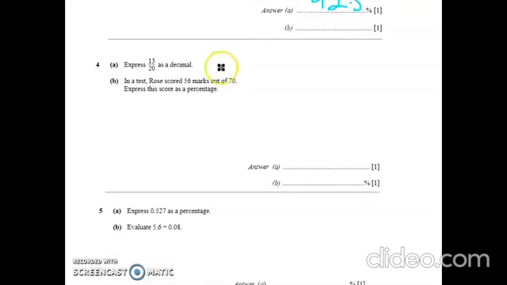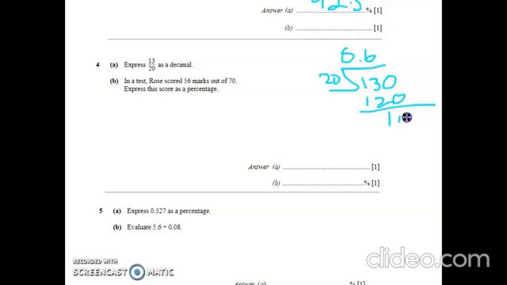Alright, question number 4. Express 13 upon 20 as a decimal. So in the decimal, you need to remove this denominator. How do you do that? You just simply divide 13 by 20. It doesn't go in the table, so 0 point, and then you get 130. You have to think of a number less than 130, so that is 120. You're left with 10, and then you put a 0. So that's basically 5. So it's 0.65.